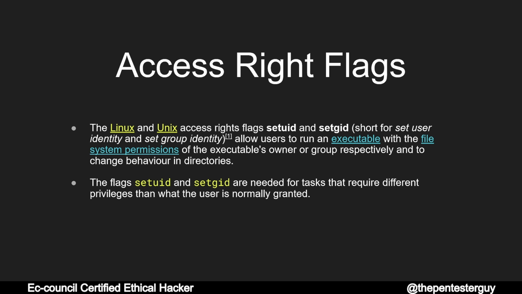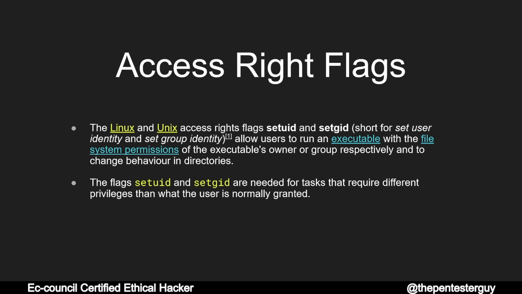So there is a concept of access right flags. In Linux and Unix, there are access right flags that are set on executables and directories. These flags are named set UID and set GID, which stand for set user identity and set group identity. These are the permission flags that are applied on executables and file directories.